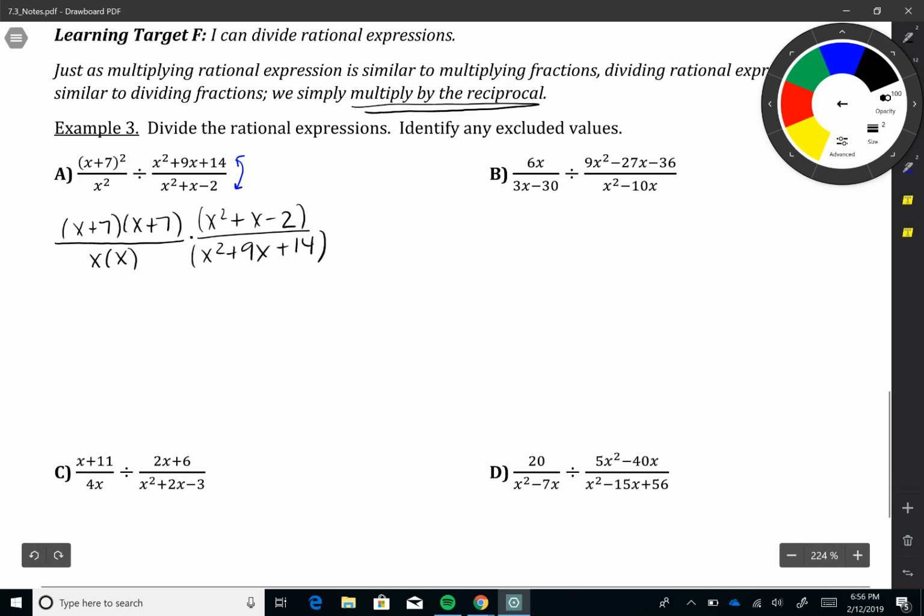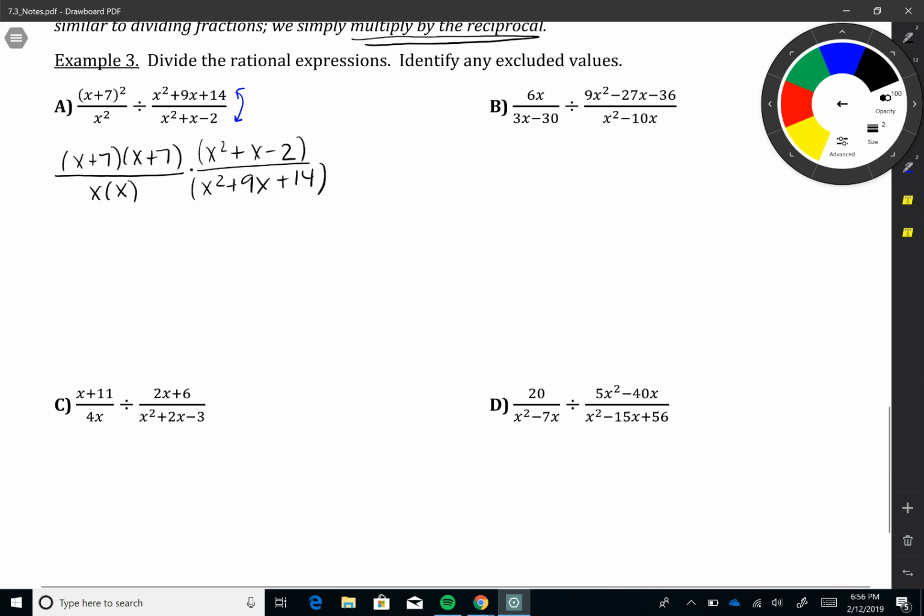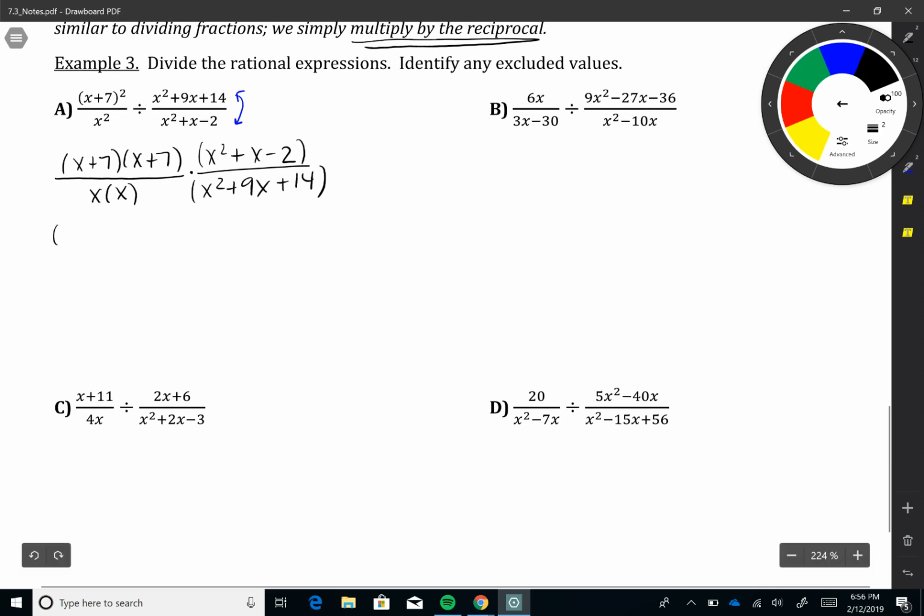All right, now what we do is make sure everything is factored, similar to what we did above. (x plus 7) times (x plus 7). Now, x squared plus x minus 2 factors to (x plus 2) times (x minus 1). In the denominator, I have x times x, and x squared plus 9x plus 14 factors to (x plus 2) times (x plus 7).